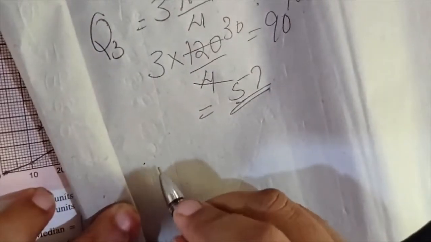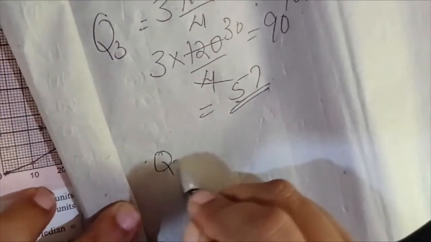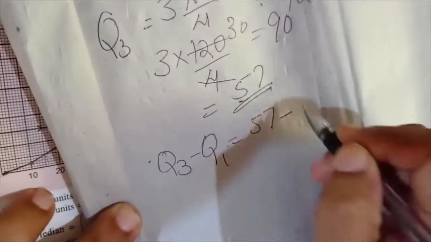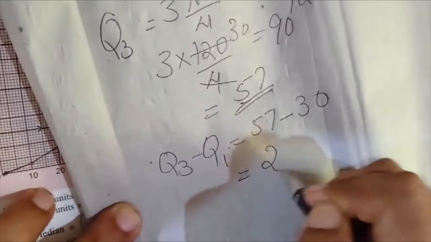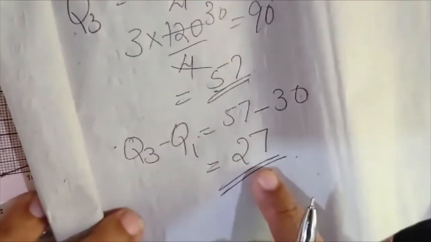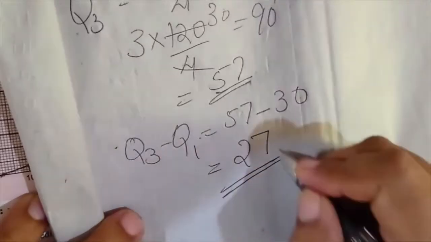Now, what is the interquartile range? Q3 minus Q1. Q3 answer is 57. Q1 answer is 30. Therefore, the interquartile range is 27. Right. Interquartile range is 27. That is 1 mark.